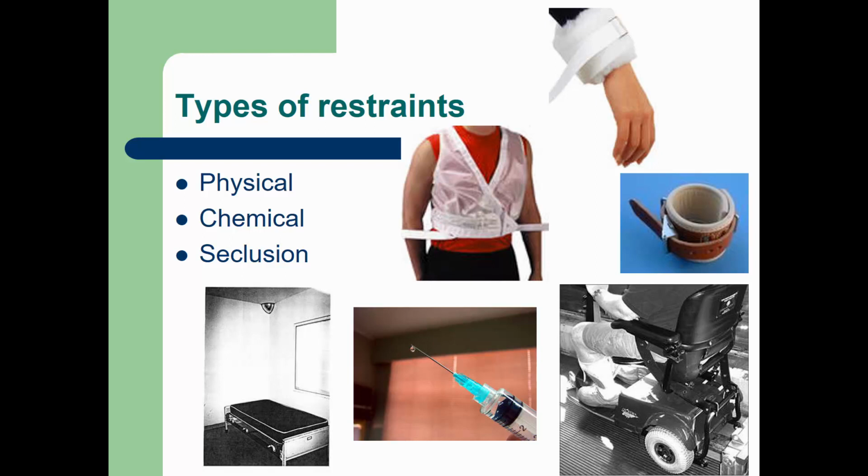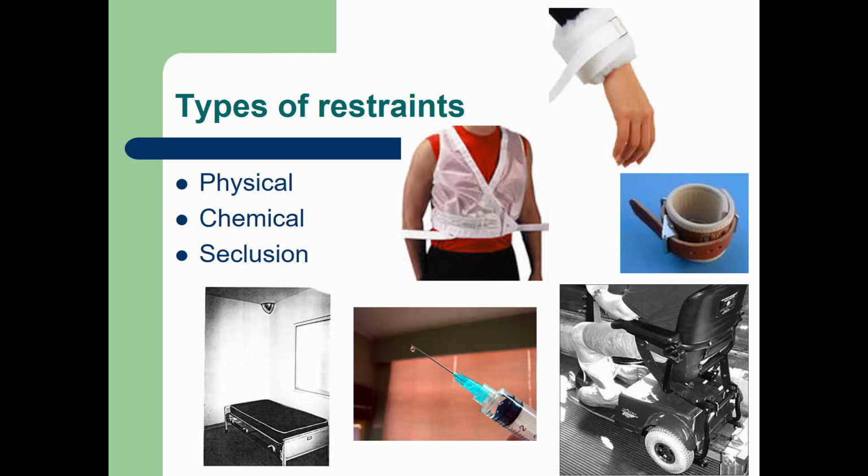Chemical restraints include antipsychotics, Haldol, Ativan, ketamine. They're not considered a restraint if it's to treat a medical condition. So an example of this would be giving Ativan for someone having a seizure. This is not considered a restraint. However, giving Ativan to someone having a severe agitation episode could be considered a restraint.